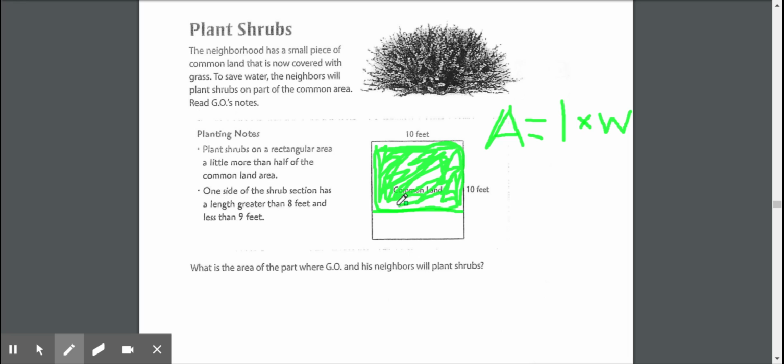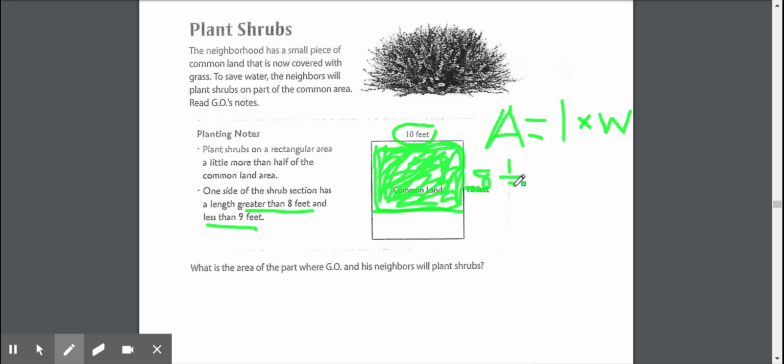So now I look at Geo's second notes right here. It says one side of the shrub section has a length greater than 8 feet and less than 9 feet. So this part would remain the same. And this is the side that's the whole side is 10. So you can see the shrub part is less than that. It has to be between 8 feet and 9 feet. And I know that 8.5 is between 8 feet and 9 feet.